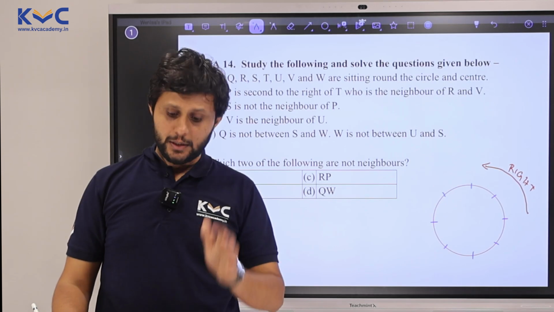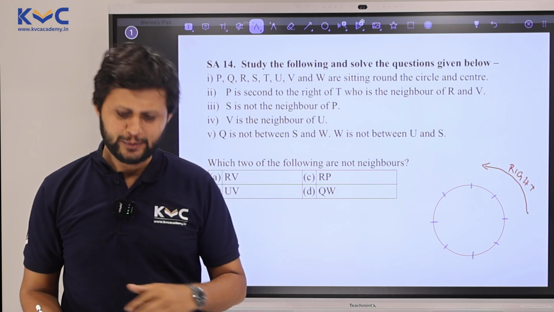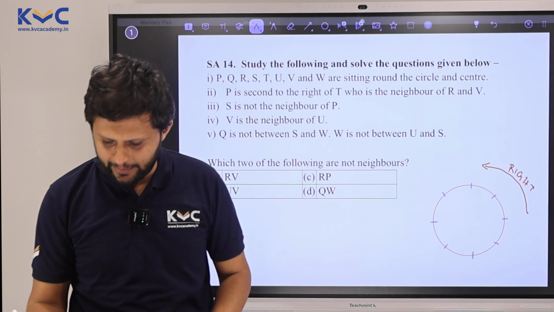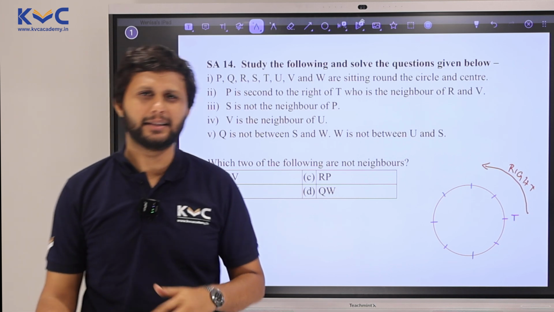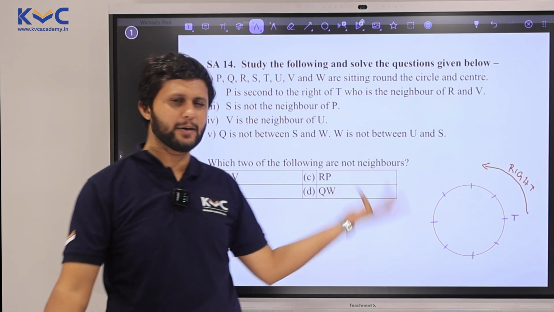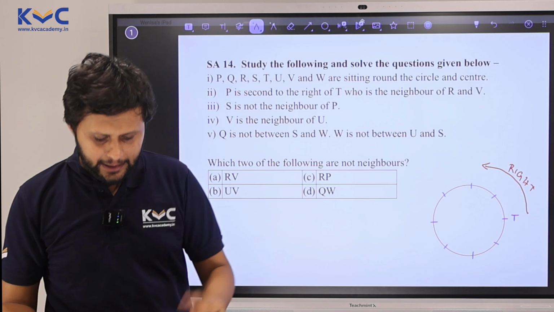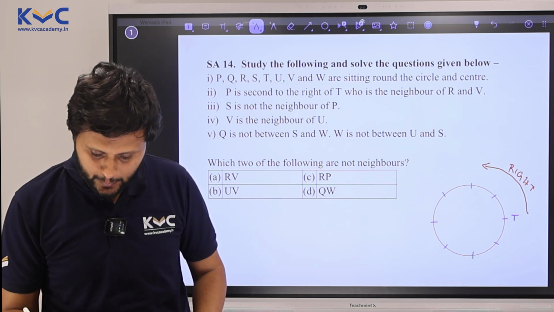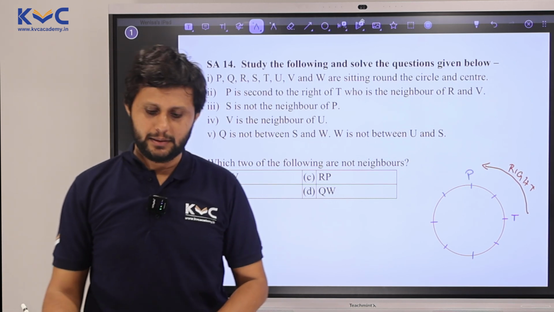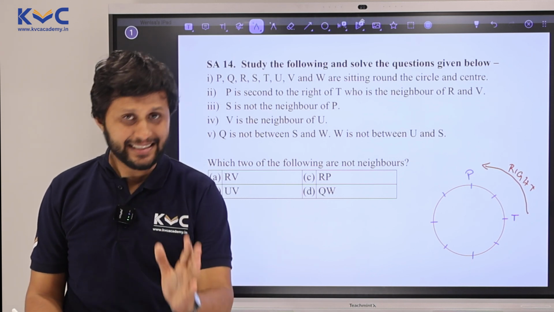Okay, fine. So now if you see P is second to the right of T, T you can take a random place. I will just start from here because I have done the marking also for right from there. So I'll start from there. Okay, and second to the right. So P comes over here. Absolutely no doubt. Read the sentence properly.